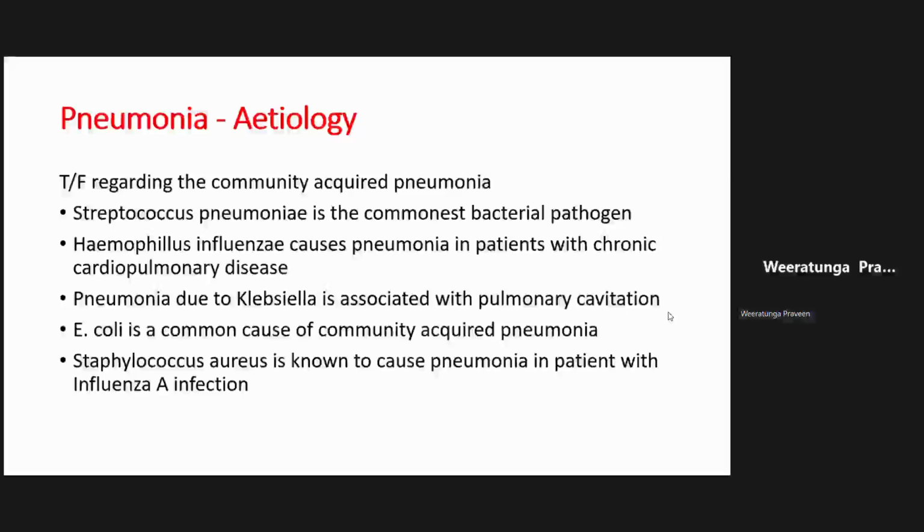Okay, right. Now, true or false regarding community-acquired pneumonia. A little bit more MCQs on etiologies here. Strep pneumoniae is the commonest bacterial cause of community-acquired pneumonia. That is correct. The numbers are going down now because people are getting vaccines against Strep pneumoniae, but still it is the commonest.